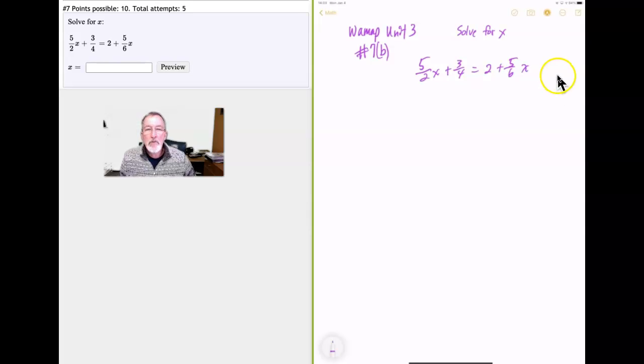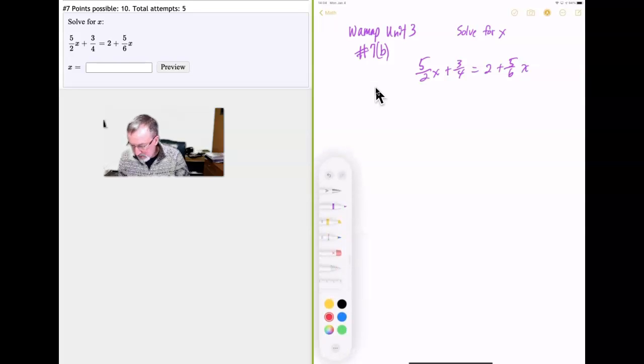And then for this one, we're just going to treat this the same way we do with all of our algebra. We're just going to look at these like whole numbers and just move things around and convert them as we need to when we add or subtract them. So let's get right to it.